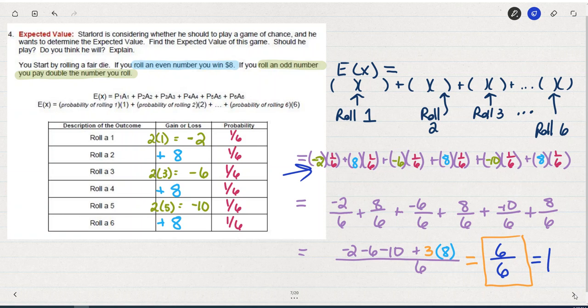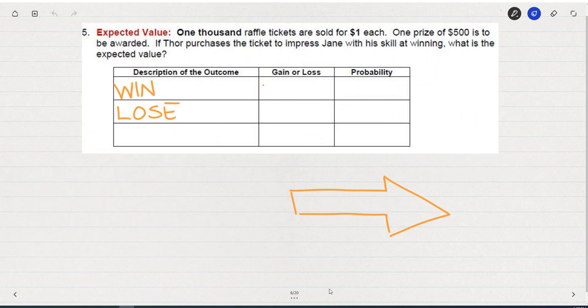But if he doesn't think it's worth his time, or he just doesn't like taking a risk, then maybe you'd say no. So there's multiple ways to answer that. Let's look at number 5, the raffle tickets.